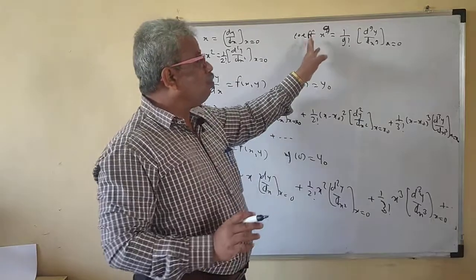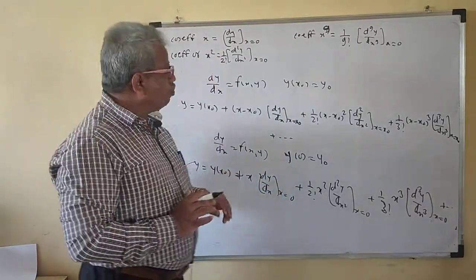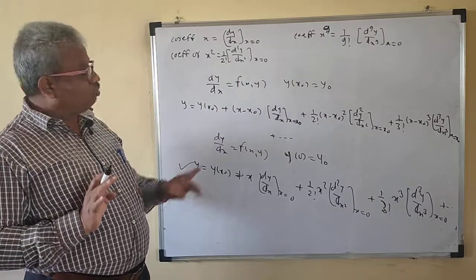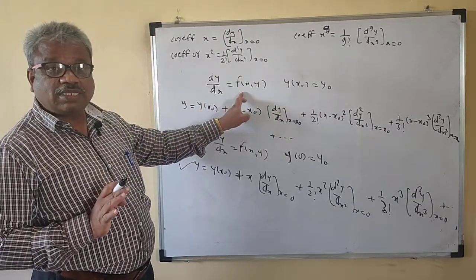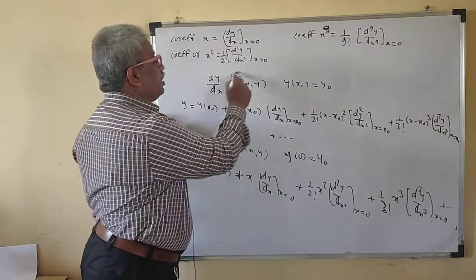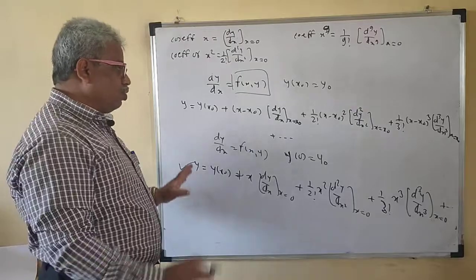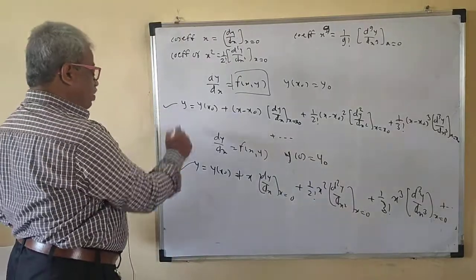That means if you want the coefficient of x to the power 9 for f of xy, we want the 9th derivative. That is no problem for this one. But here we have to differentiate this f of xy 8 times. Note that these two are very important here.